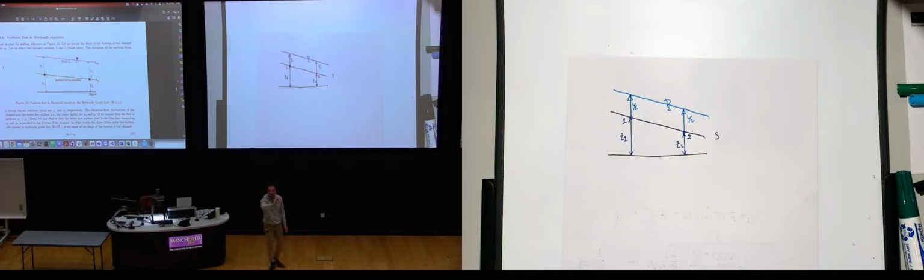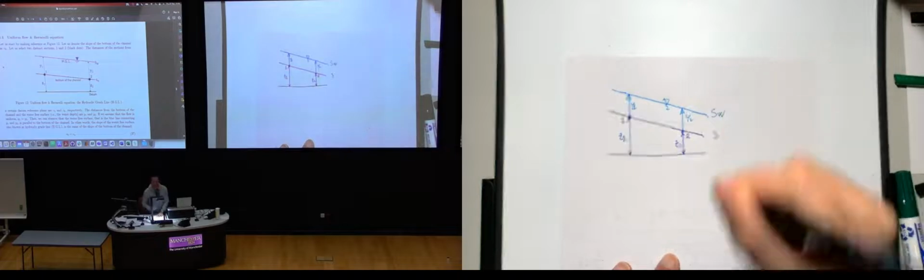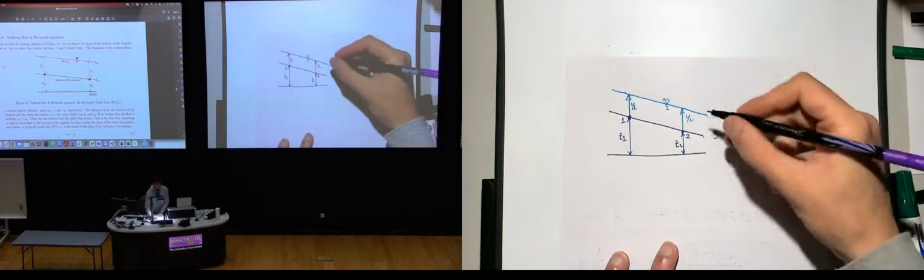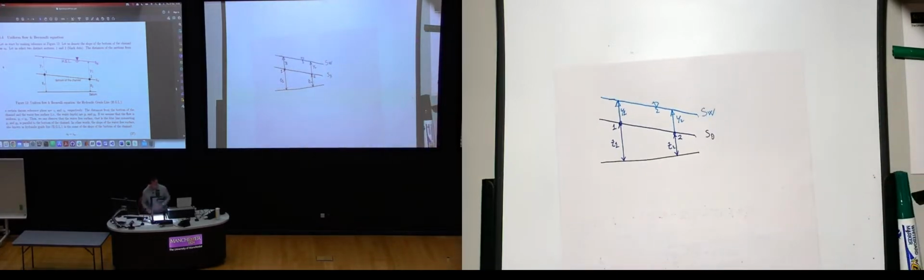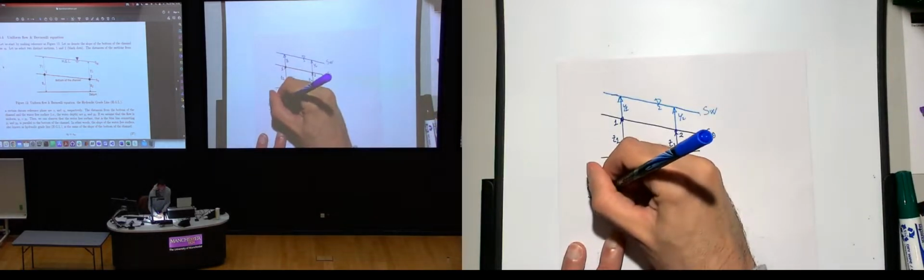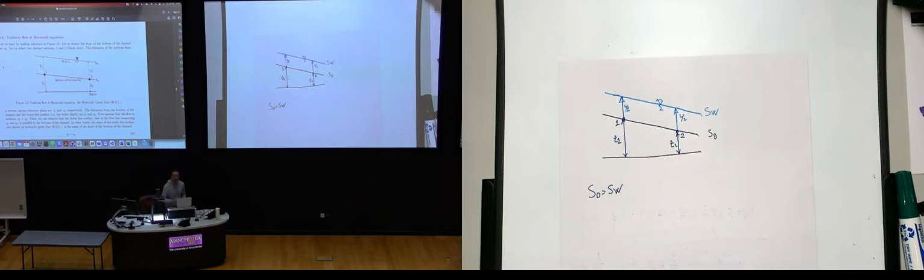The line connecting all the water heights corresponds to the free surface, right? This line is called HGL, hydraulic grade line. The hydraulic grade line has a certain slope, SW, right? Let me call this S0. In a uniform flow, these two slopes are identical.